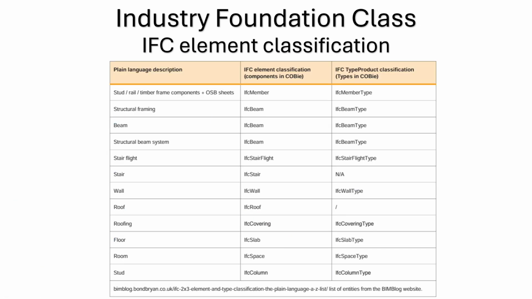So the Industry Foundation Class, element classification. When we make an object in Revit, SketchUp, not AutoCAD I'm afraid, but any BIM platform, you make an object, you want to give it a class. This is what we refer to as a plain language description. It could be a structural frame, a beam, a stair, a light, a wall, a roof.